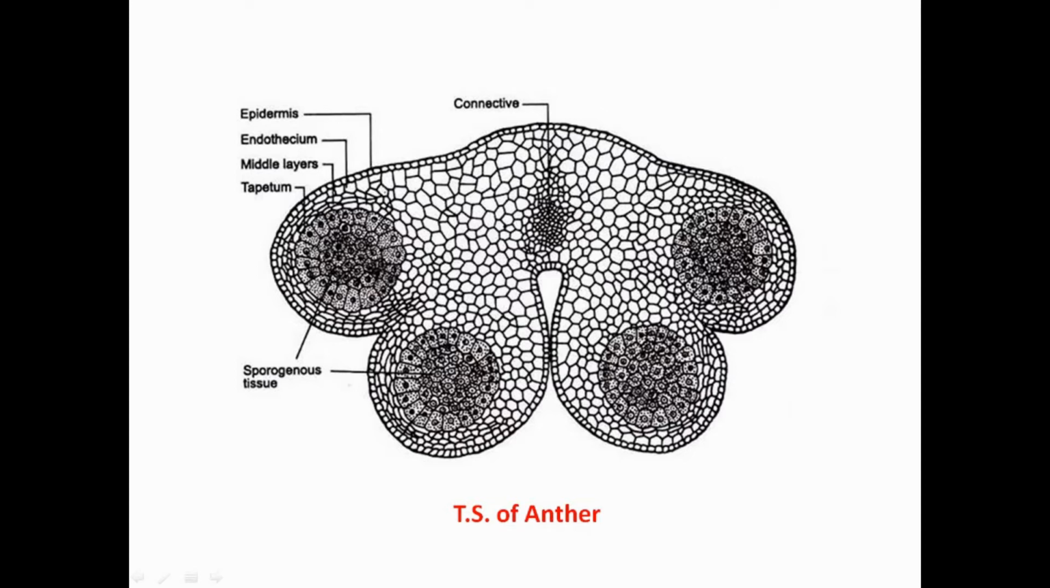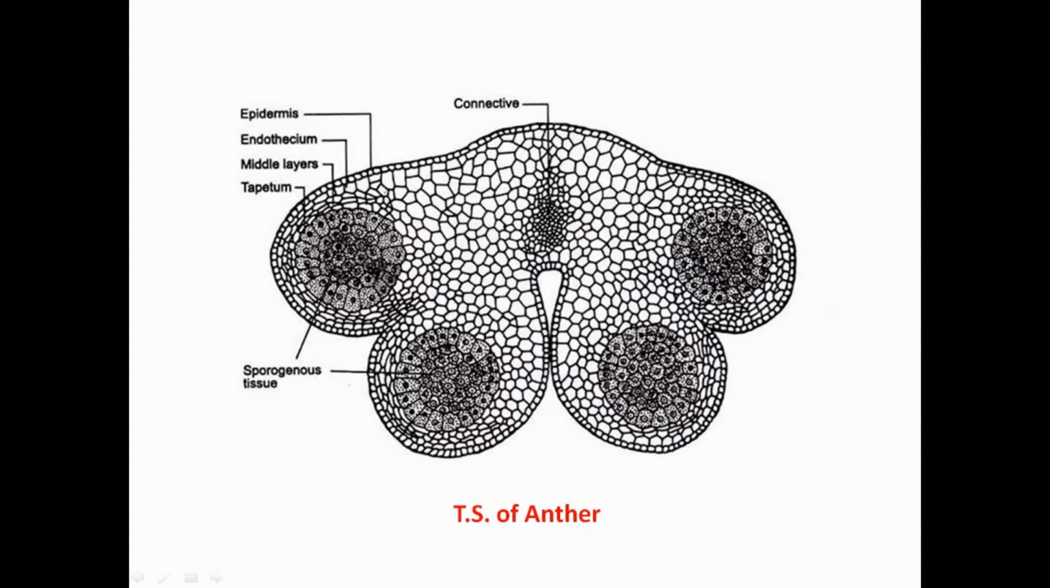Number one is the epidermis. This is the outermost single layer and protective layer. Next one is the endothecium. Inner to the epidermis, there is a single layer of radially elongated cells. The cells of the endothecium develop fibrous thickening, which helps in the dehiscence of the anther.